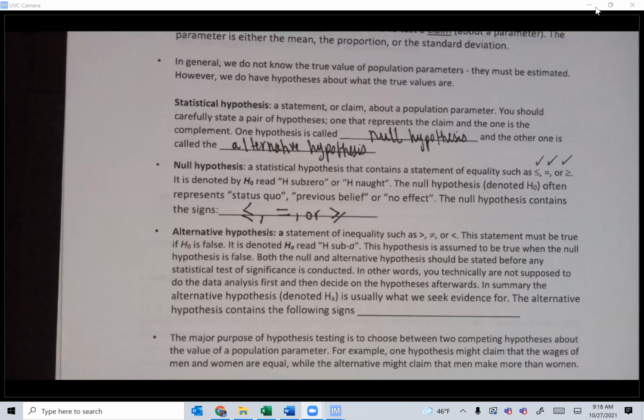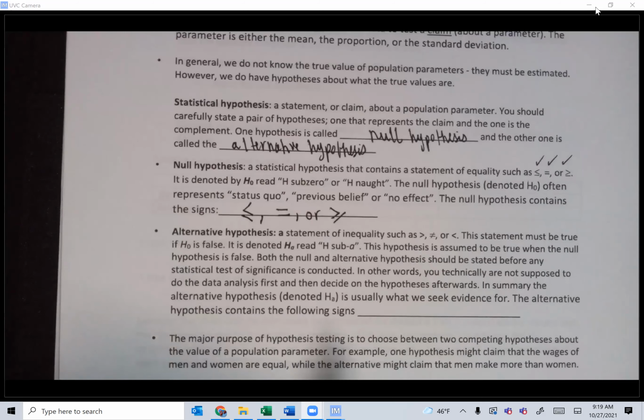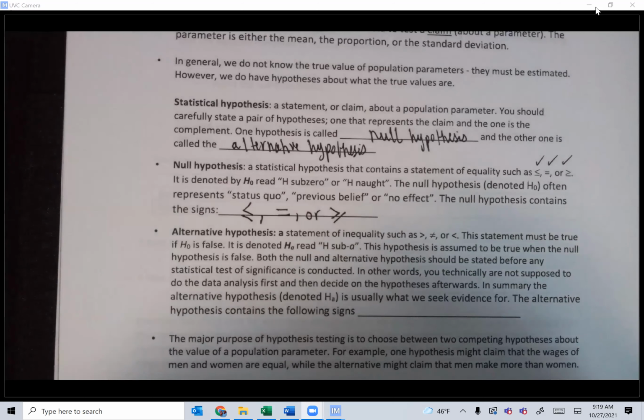Alternative hypothesis. It's a statement of inequality. It has greater than, not equal to, or less than. The statement must be true if H0 is false. As we discussed last time, guys, if one statement is wrong, that means the second one is true. So if H0 is false, the null hypothesis is false, then HA must be true. It is denoted by HA and it's read H sub A. The hypothesis is assumed to be true when the null hypothesis is false.